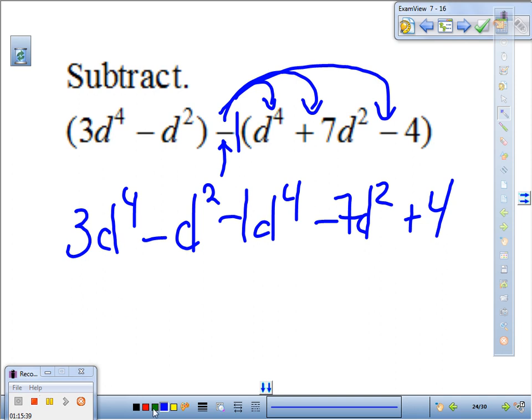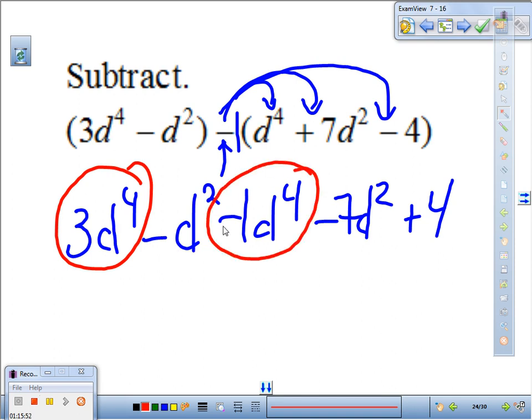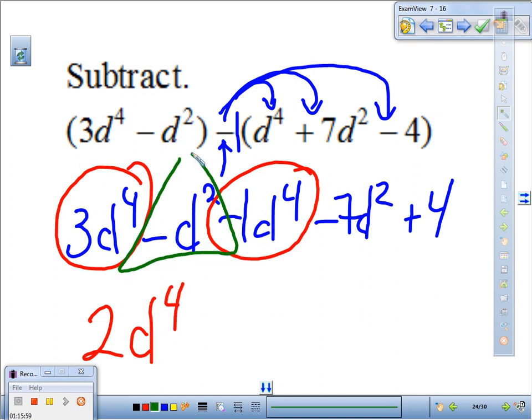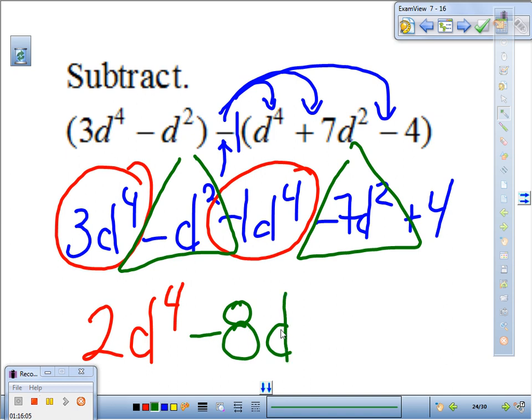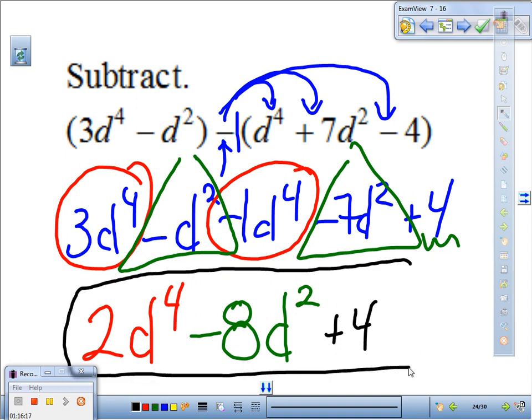Now we can combine like terms. 3d to the fourth, is there another d to the fourth? Yeah, right here. What is 3 minus 1? 2d to the fourth. Next, negative d squared and negative 7d squared. So that gives us negative what? 8d squared. And lastly, we bring down the plus 4. Can we combine any more? No, because these have totally different exponents. We're done there.